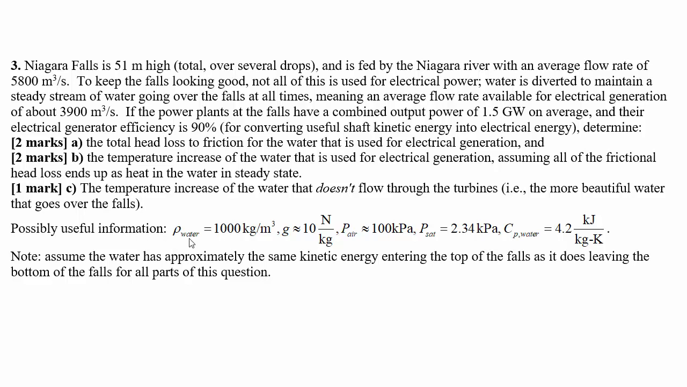Possibly useful information is the density of water, that g is basically 10, the air pressure is about 100,000, and the saturation pressure of water is 2.34 kilopascals. I don't think that'll be important. And the heat capacity of water is 4.2 kilojoules per kilogram Kelvin. Note, assume water has approximately the same kinetic energy entering the top of the falls as it does leaving the bottom of the falls for all parts of this question.